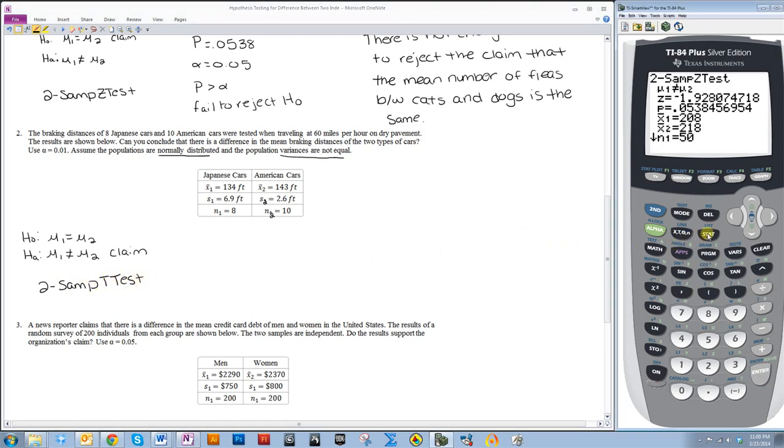Okay, so we'll go to stat, over to test. 2-SampTTest is t-test number 4. Make sure stats is highlighted. X bar 1 is 134. S1 is 6.9. N1 is 8. X bar 2 is 143. S2 is 2.6, and N2 is 10.